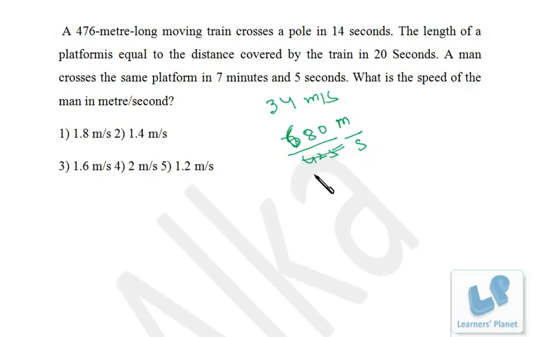So it is 680 by 425. 17 into 25 and it is 45, 8, 5, 5. So it is 8 by 5, right? So it's 1.6 meter per second. Okay. I hope you are clear.